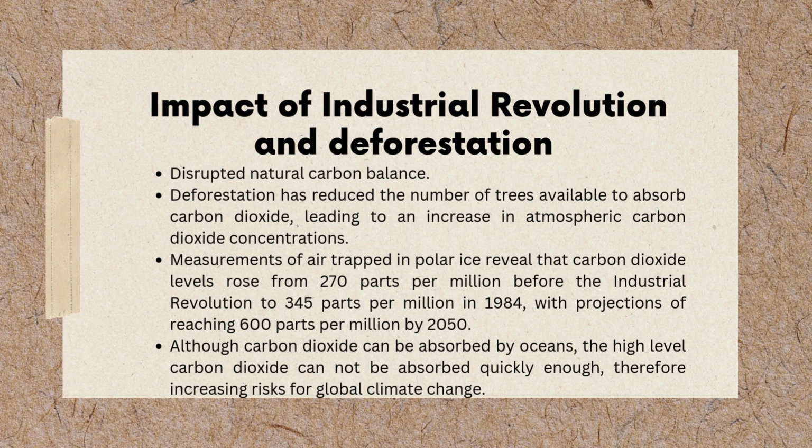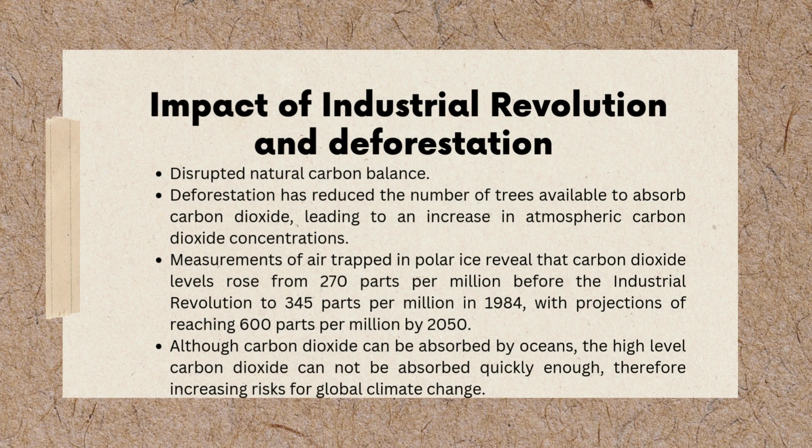In natural ecosystems, there is a balance between the carbon dioxide absorbed by photosynthesis and the carbon dioxide released through respiration. Deforestation has reduced the number of trees available to absorb carbon dioxide, leading to an increase in atmospheric carbon dioxide concentrations since the Industrial Revolution. Measurements of air trapped in polar ice reveal that carbon dioxide levels rose from 270 parts per million before the Industrial Revolution to 345 parts per million in 1984, with projections of reaching 600 parts per million by 2050.